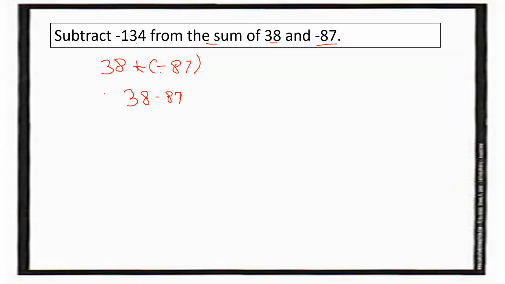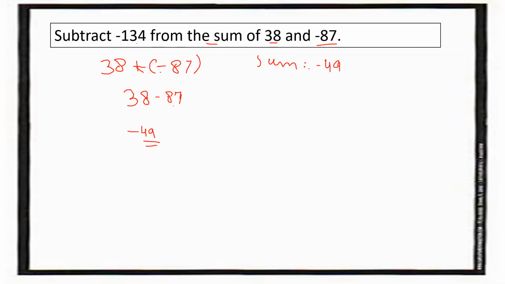The answer will be negative because we are subtracting a bigger number from a smaller number. That is common sense only. And if you go for that sign rule, then 87 is the greater number and the sign of 87 is minus. So if you subtract 38 minus 87, you will be getting minus 49. Simply minus 49. So the sum you got is minus 49.